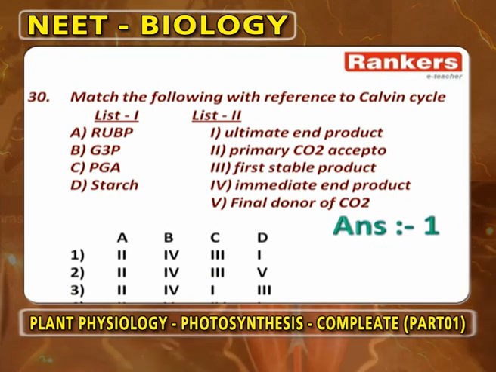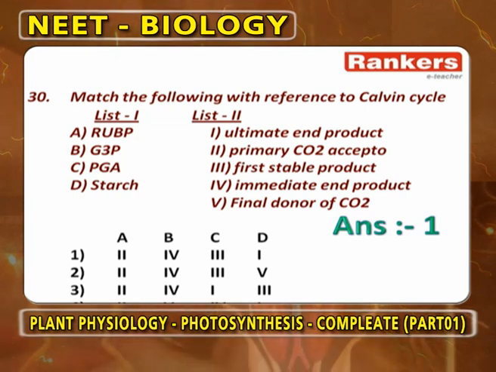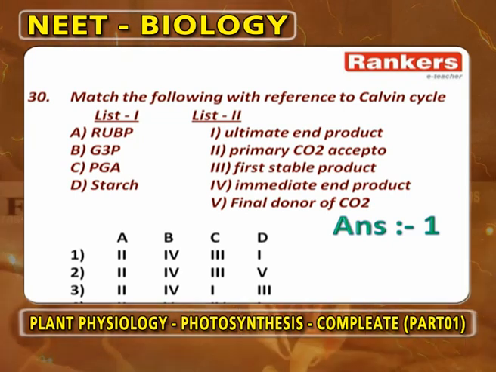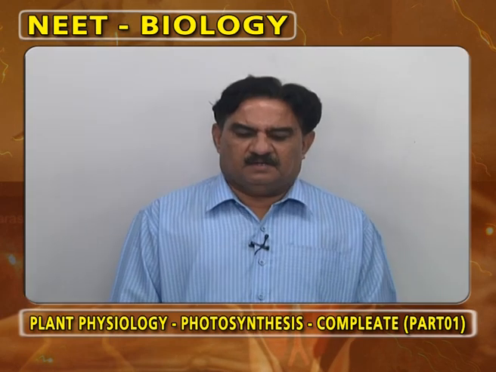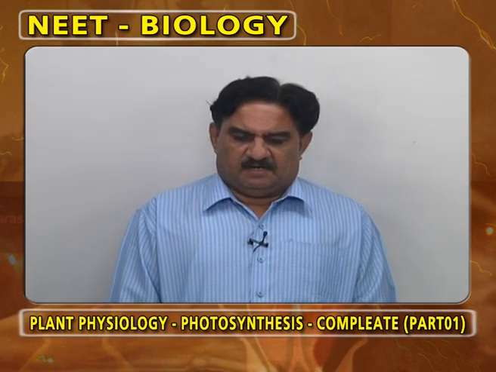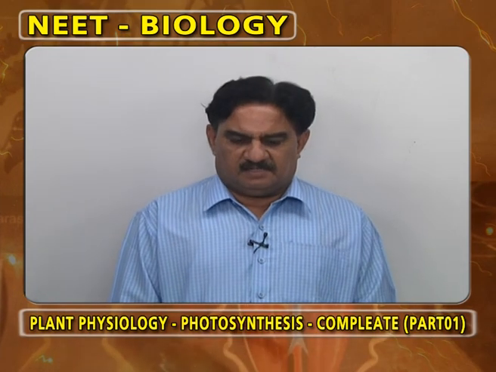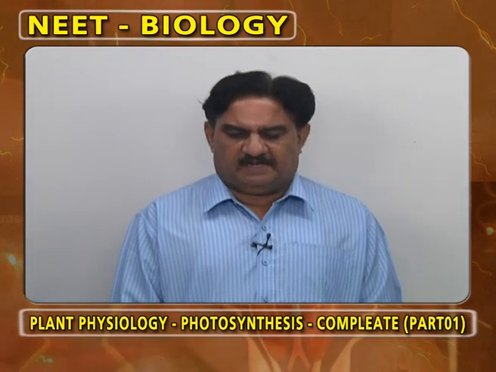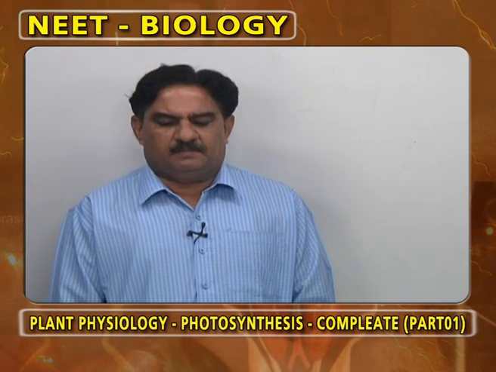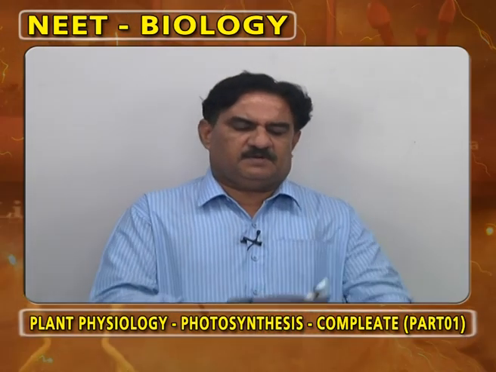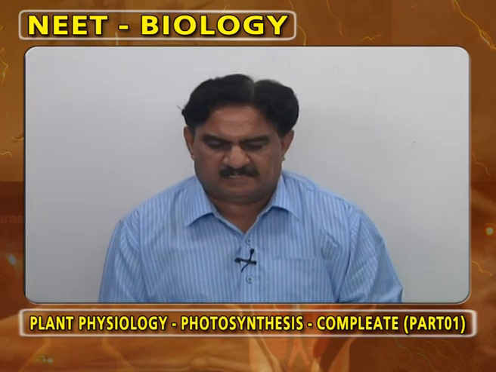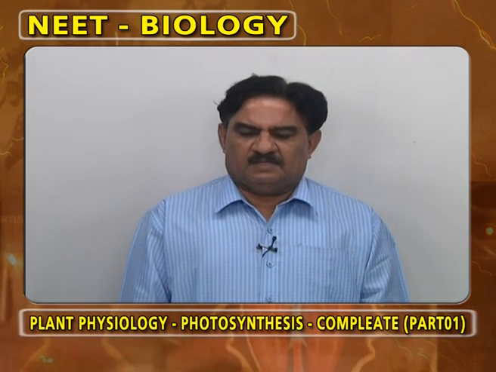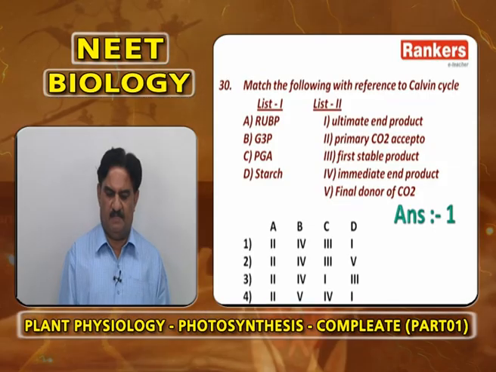This is a matching. Match the following with reference to the Calvin cycle. RuBP, glyceraldehyde 3-phosphate, phosphoglyceric acid, starch. RuBP is the primary CO2 acceptor. Glyceraldehyde 3-phosphate is the almost immediate end product. Once glyceraldehyde 3-phosphate is formed, carboxylation and reduction both are over. So, immediate end product, fourth option. PGA is the first stable product. The first stable product in the C3 cycle is always phosphoglyceric acid. Starch is the ultimate end product of the Calvin cycle.